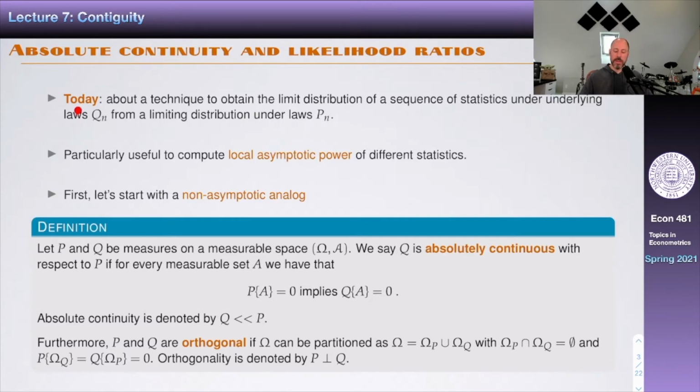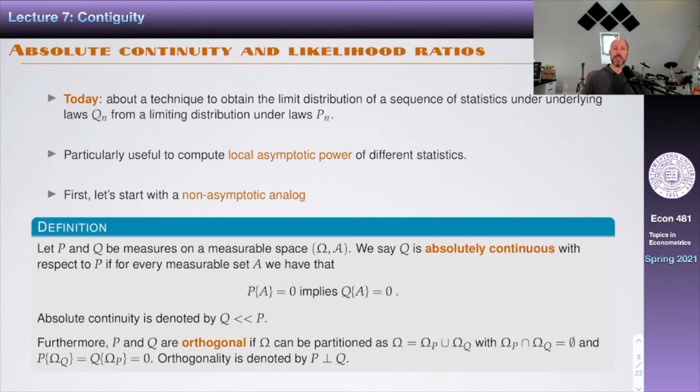So I wrote today: it's about a technique to obtain limiting distributions of a sequence of statistics under underlying laws Qn from a limiting distribution under laws Pn. Here I'm not calling them null and alternative because what we're going to do is not restricted to testing. It could apply to any other setting.